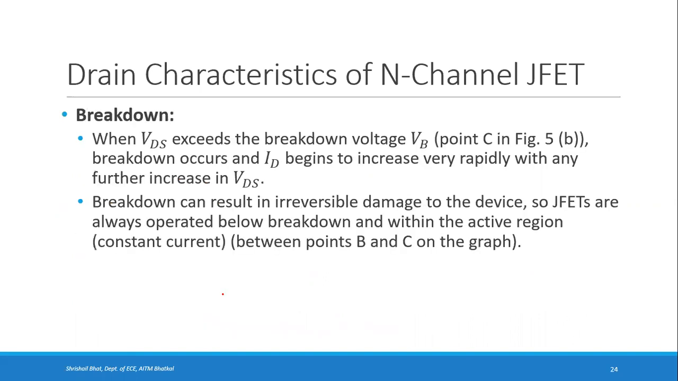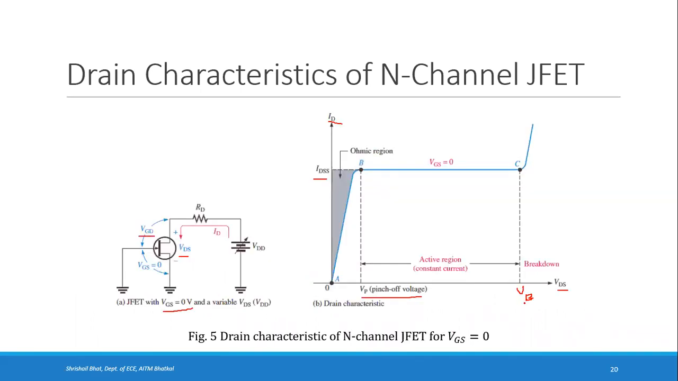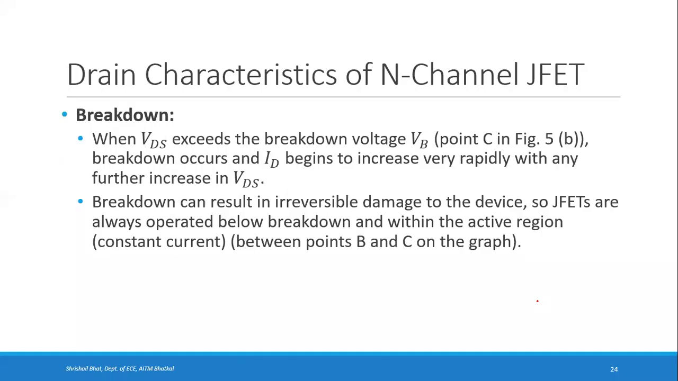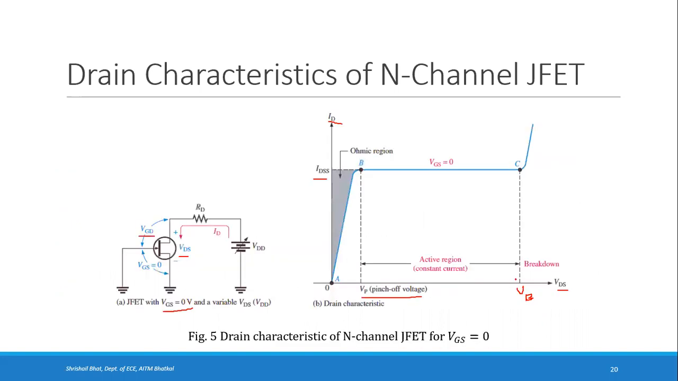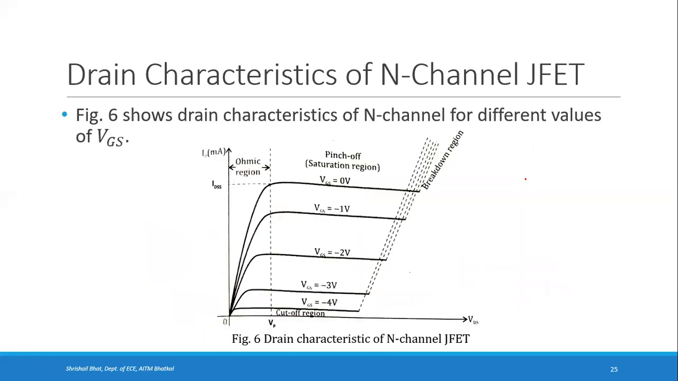Then there is breakdown. When VDS exceeds the breakdown voltage VB, at point C, the breakdown occurs and ID begins to increase very rapidly with any further increase in VDS. The breakdown can result in irreversible damage to the device. That means the device gets damaged. So JFETs are always operated below the breakdown and within the active region between the points B and C in the graph. So if it breaks down, you cannot recover that device. It will be damaged forever. So that's about the drain characteristics.